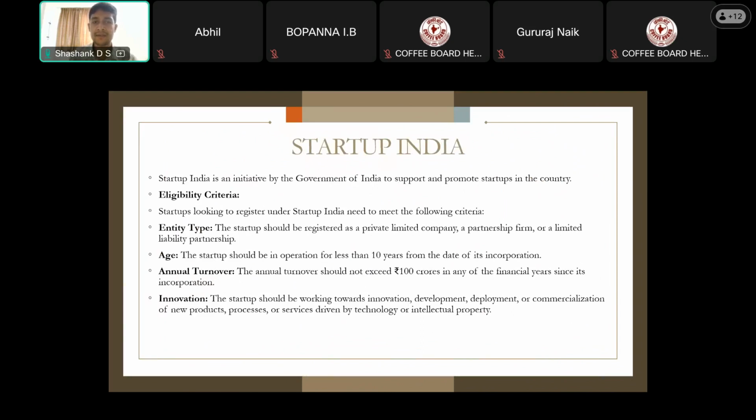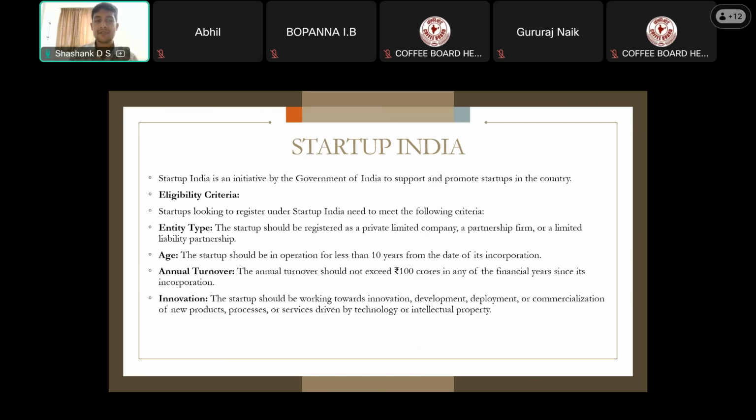And you might have heard of the Startup India scheme. It is a government initiative. Most of the startups which have been in operation for less than 10 years from the date of incorporation will be eligible to apply for Startup India recognition, and the turnover should not exceed 100 crores in any of the financial years since its incorporation. So these are the basic prerequisites for availing startup recognition under the Startup India scheme.